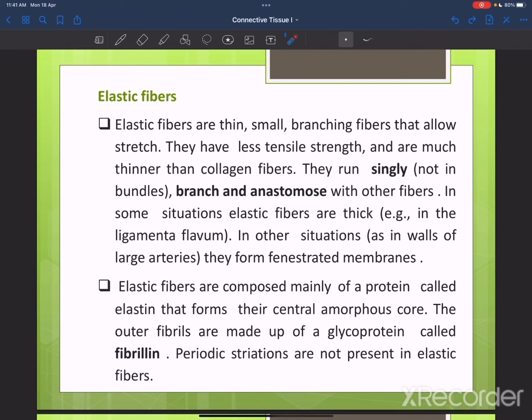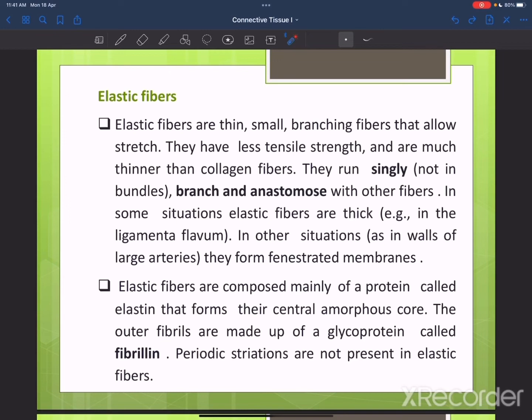They have less tensile strength, in contrast to their elasticity. The major protein is elastin, so it's more elastic. Usually they run singly, not in bundles, and branch and anastomose with other fibers. In some situations, elastic fibers are thick, such as in the ligamentum flavum.